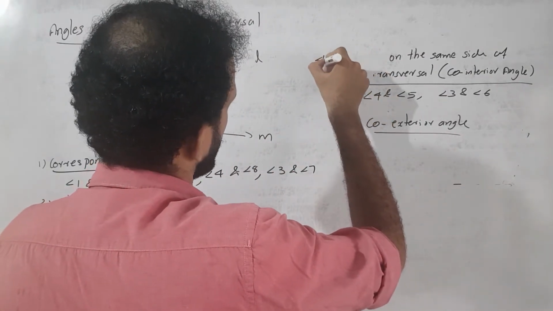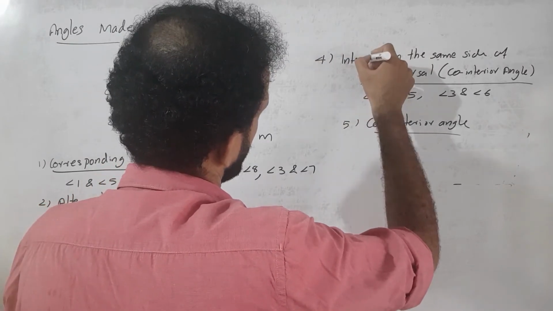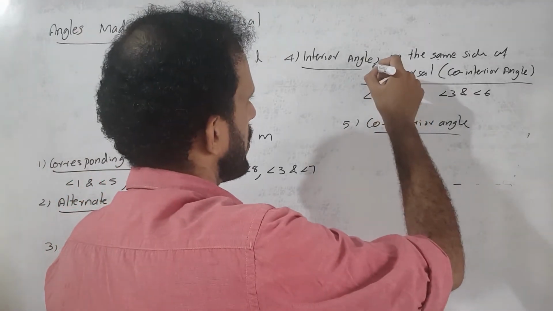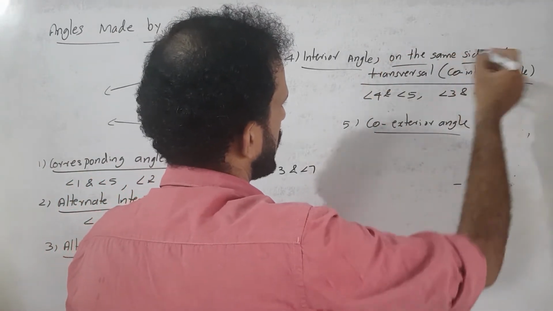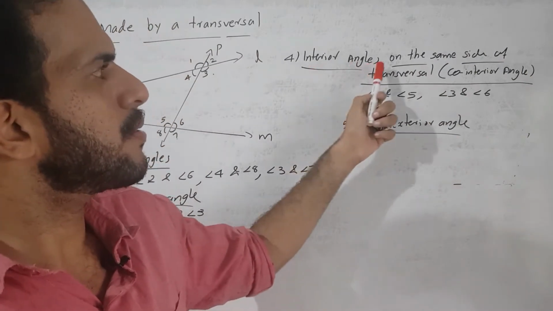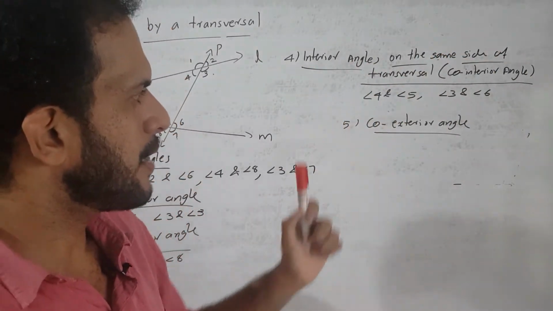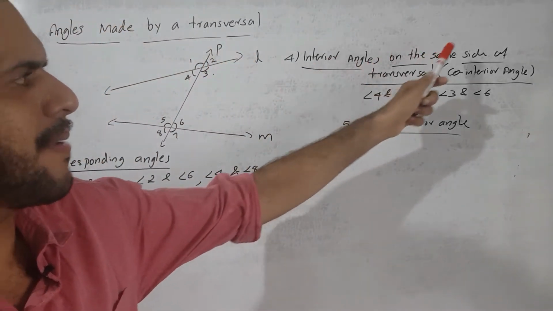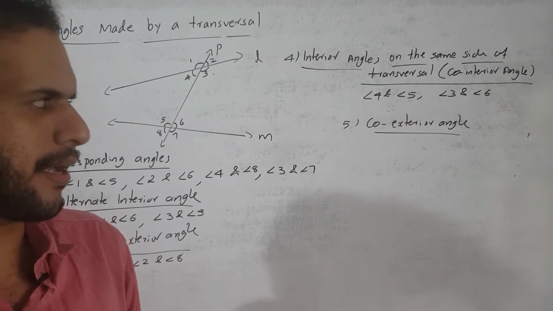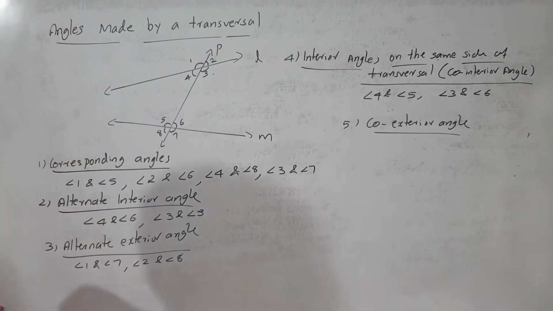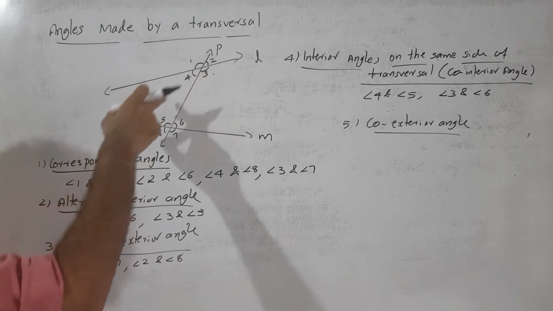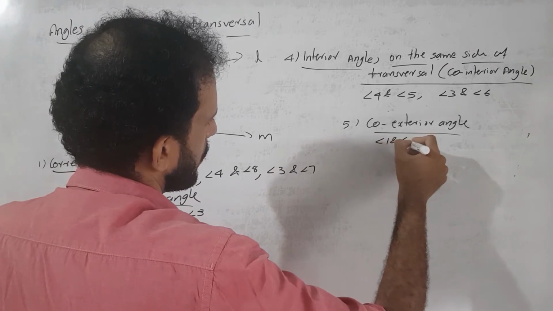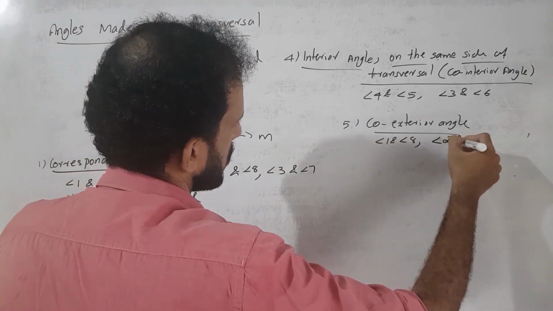The fourth one: interior angles on the same side of a transversal, that is co-interior angle. The next one, co-exterior angle: exterior angles on the same side of a transversal. What the co-exterior angles are is very clear: 1 and 8, 2 and 7.